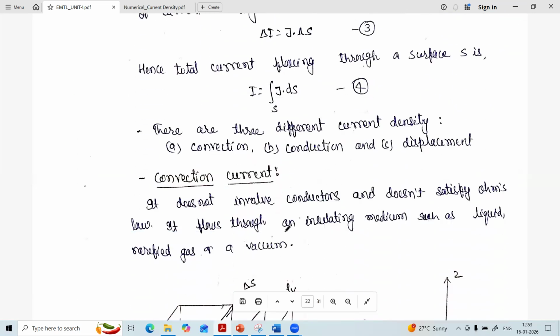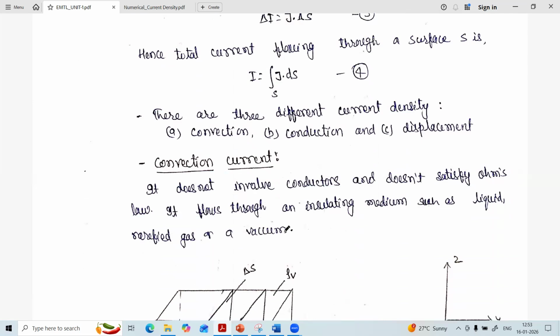Further, now we have the total current. How are we going to find the total current? We integrate this current value. So I equal to the surface integral of J dot dS. Here we have different types of current: first is convection, next is conduction, and third is displacement. In electrostatics, we discuss convection current and conduction current as well as their densities, whereas displacement current and displacement current density we will discuss in magnetostatics.